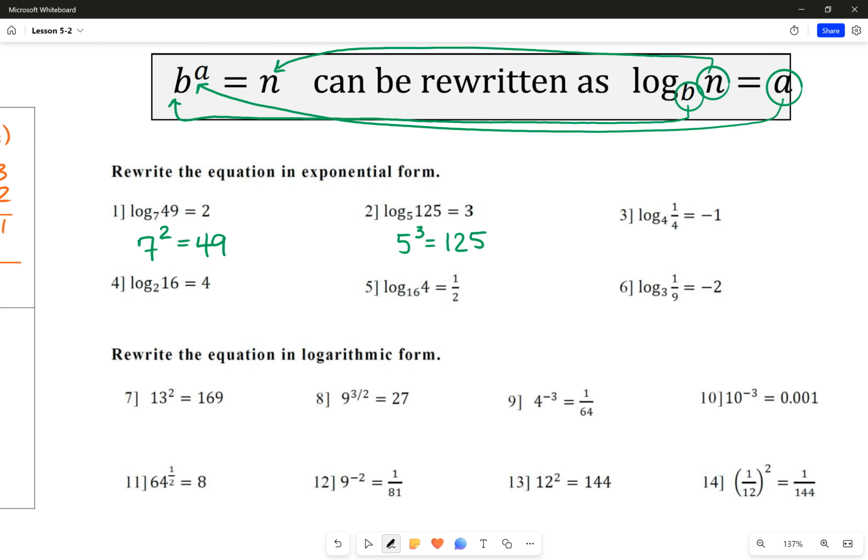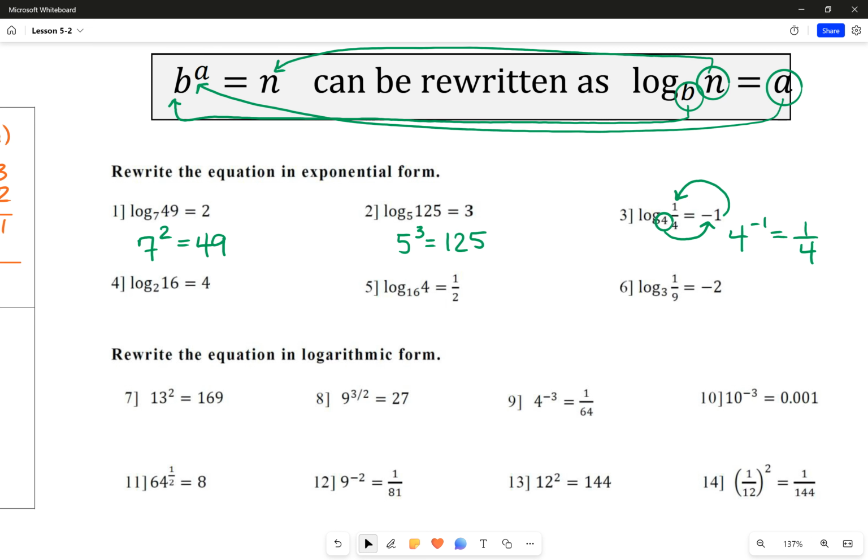So notice I'm always starting with the subscript. I raise it to the power of this number, and then I take that number and set it equal to that. So in this case, 4 to the negative 1 equals 1/4.